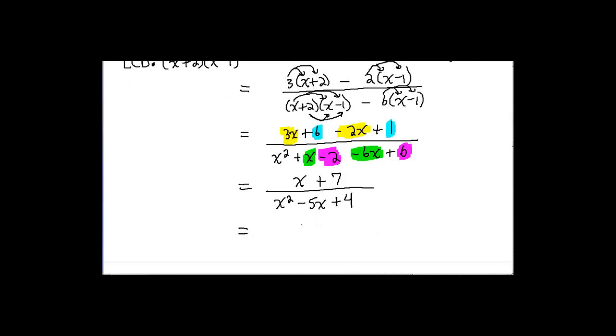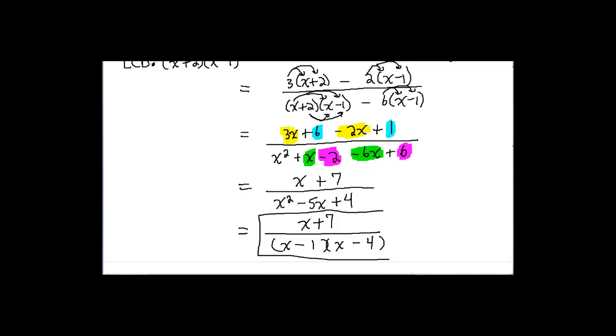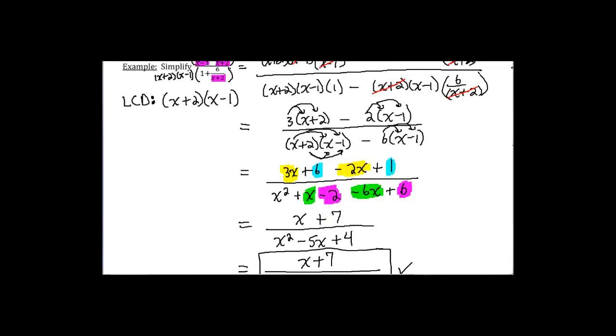And last but not least, I'll see if I can simplify any. I want to find two numbers that multiply to give me 4, add up to a negative 5. Well, a negative 1 and a negative 4 will work. And as you can see, they don't cancel. So this will be our final answer. Okay. So this one got a little bit more complicated, especially since we had those binomials in our denominator. Those binomials in our denominator made a huge difference.